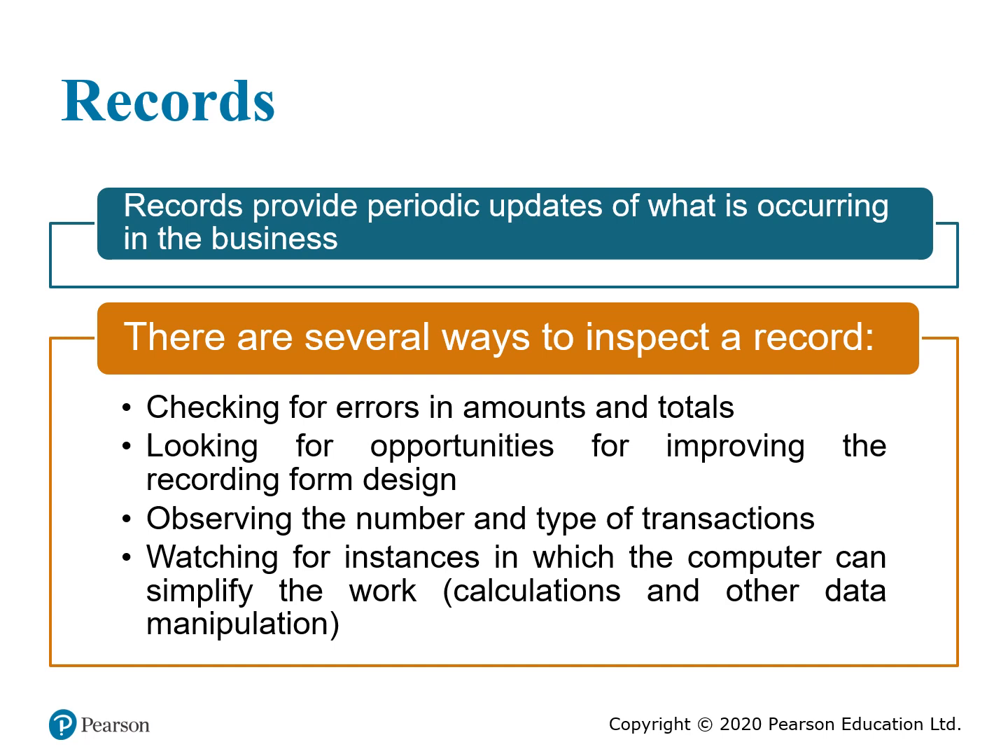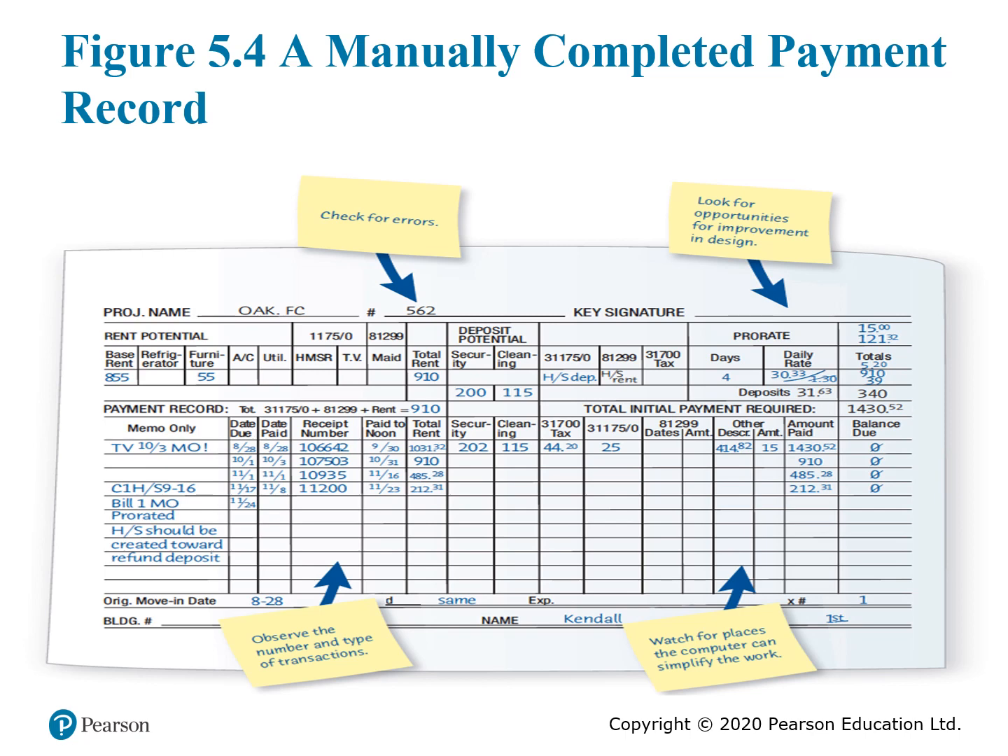There are several ways to inspect the records. First, checking the errors in the amount of total, looking for opportunities for improving the recording form and design, also observing the number and the type of transactions. Lastly, watching for instances in which the computer can simplify the work in terms of calculation and other data manipulation. So those are the things that we should consider in reviewing and investigating that.